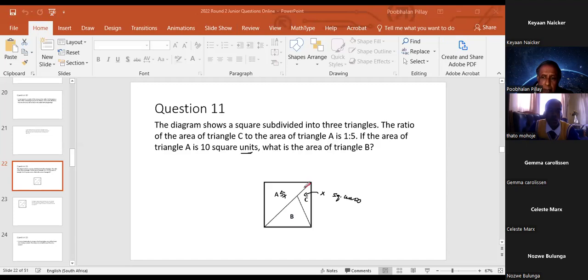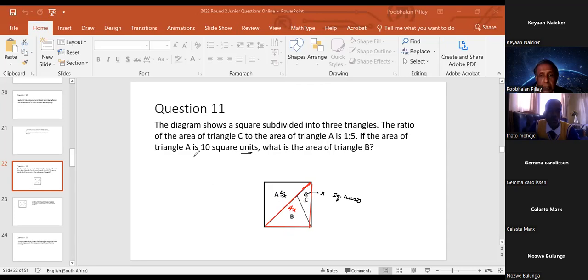So the area of this whole triangle is also 5X. We already know that that is X. So it means that this other part must be 4X.